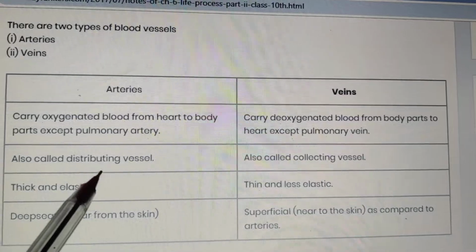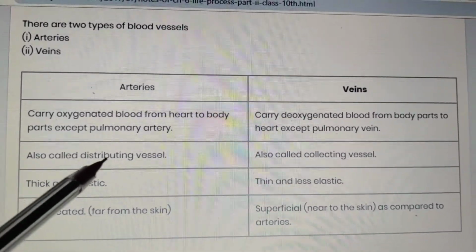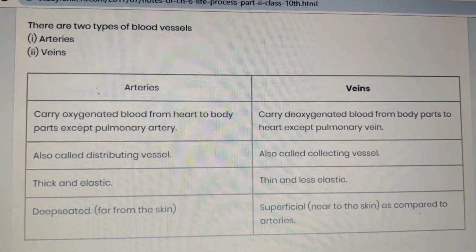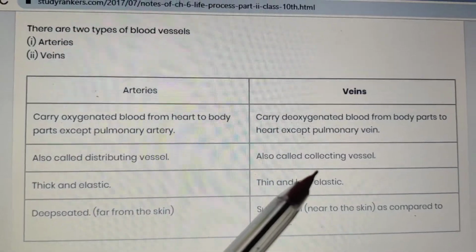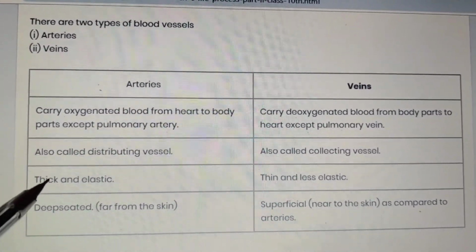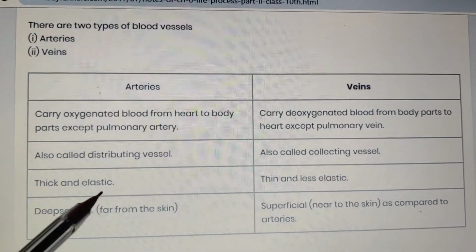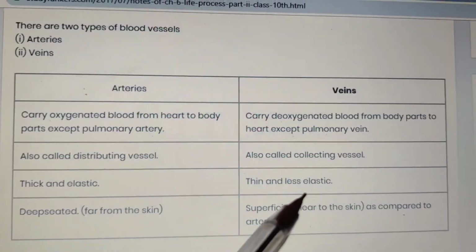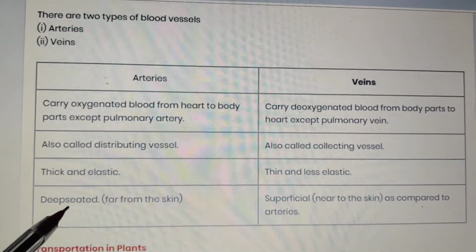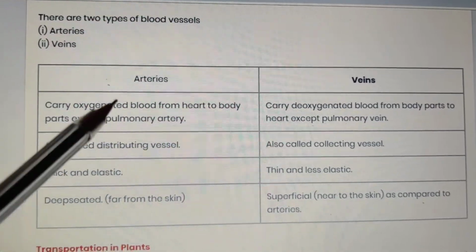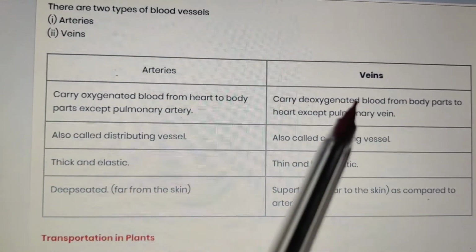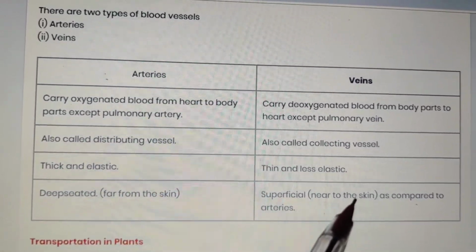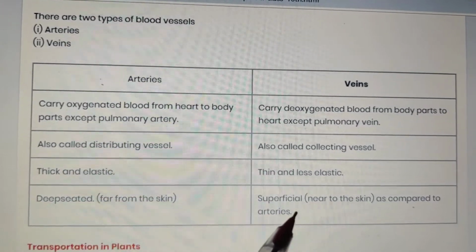Arteries distribute the blood, so they are called distributing vessels, and veins collect all the deoxygenated blood, so they are called collecting vessels. Arteries are thick and elastic so that they can bear the higher pressure of the blood, but veins are thin and less elastic. Arteries are deep-seated; we cannot see them from the outer surface. But we can observe the veins superficially because they are nearer to the skin as compared to the arteries.